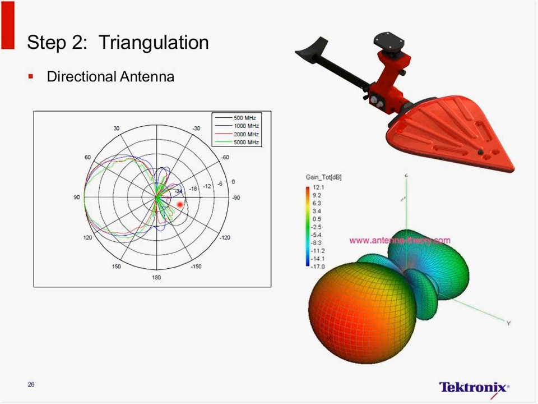Note that there is a pattern off the back of the antenna as well. This is called the front-to-back ratio. This is important when we go direction finding because we need to spin around and look from one direction and then in the opposite direction to ensure that the signal we're measuring is coming from the direction that we think.